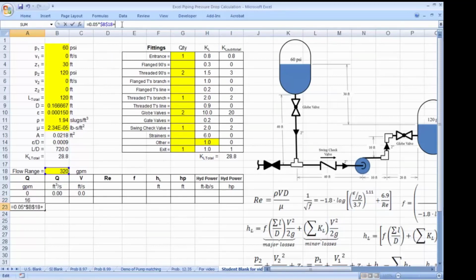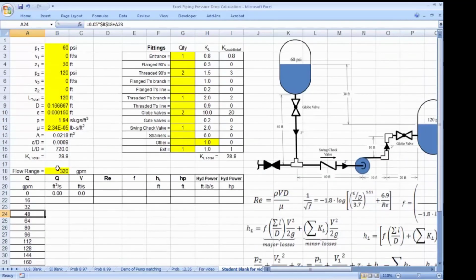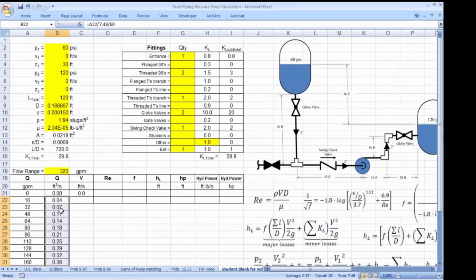but I'm going to modify that one, and I'm going to add the row before, without the dollar sign. So what I should get is an incremental increase. I could drag this all the way down to 320. So you can see what I've done right here is I've counted by 5% and made my full range. That'll be the range of flows that I have. Divide that by 7.48, the number of gallons per cubic foot, and divide it by 60, and that gives me the cubic feet per second, and I could drag that corner down and populate all of those.